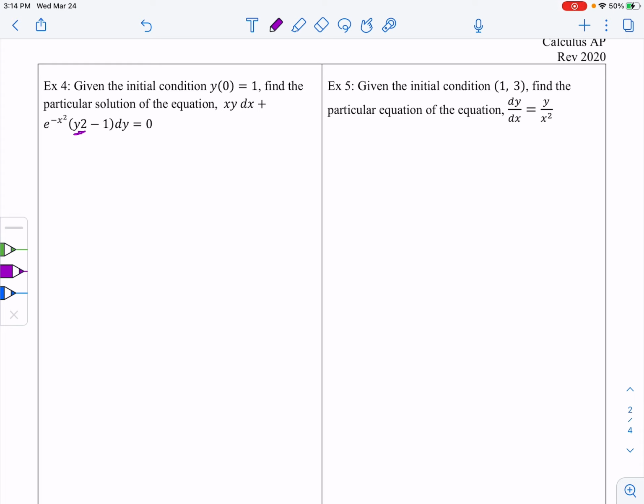So when I separate them, the first thing I got to do is move this to the other side. So you end up with xy dx equals negative e to the negative x squared times y squared minus 1 dy.